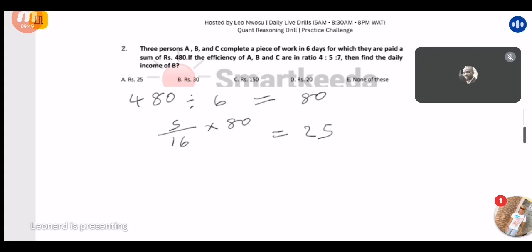The 8 is in the question. Look at it. 480 divided by 6 is 80. Have you seen it now? Because they are paid 480 for 6 days. That means per day, how much do they earn? That's 80. So the logic is clear.